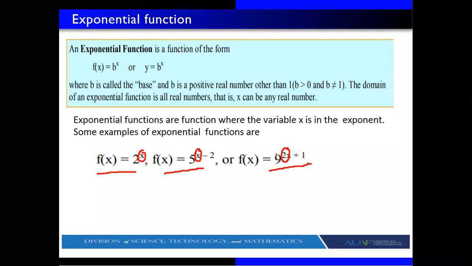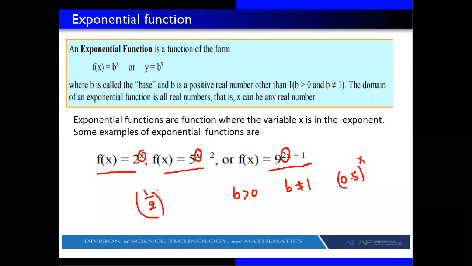But there are conditions: the base is greater than 0, which means 0 is not possible and negative values are not possible. Second condition, b not equal to 1. Decimal values are possible, like 0.2, 0.5, 0.5 power x, or fraction values are also possible, 1 over 2 power x. That function is called an exponential function, and it is very important and has a wide range of applications in daily life, in business, and in engineering.